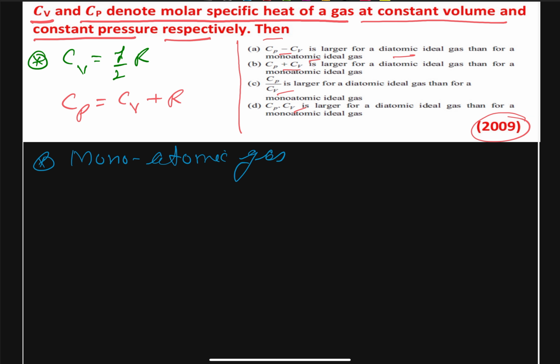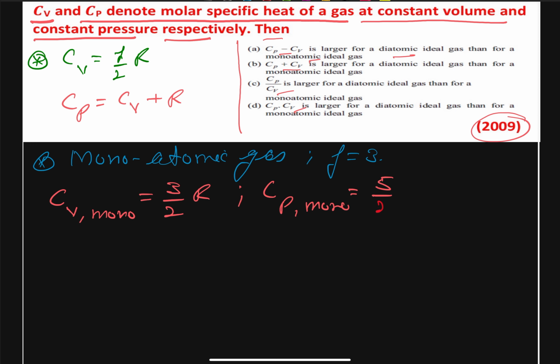For a monatomic gas, the degree of freedom F is equal to 3. Therefore, we can write that Cv for monatomic will be equal to 3/2 times R, and Cp for monatomic will be equal to 5/2 times R.